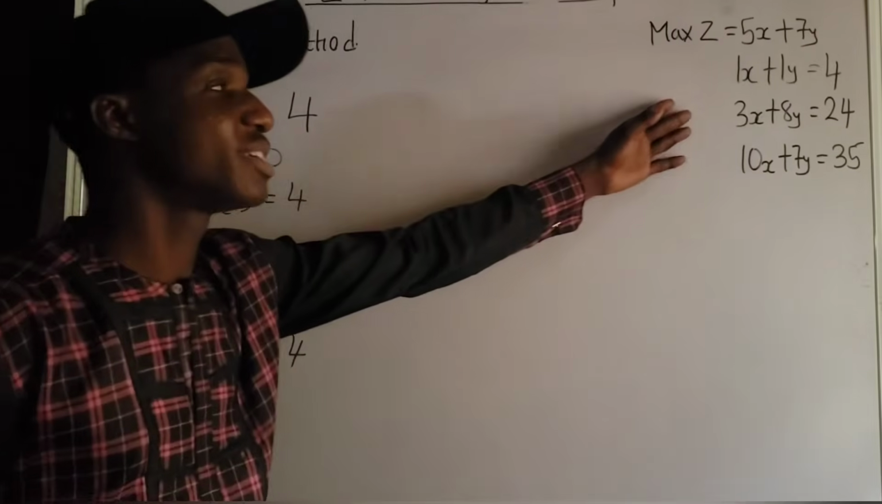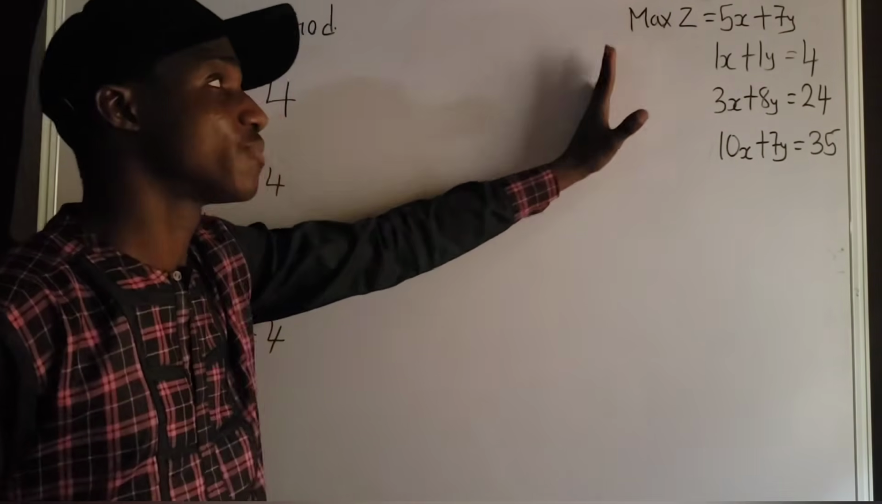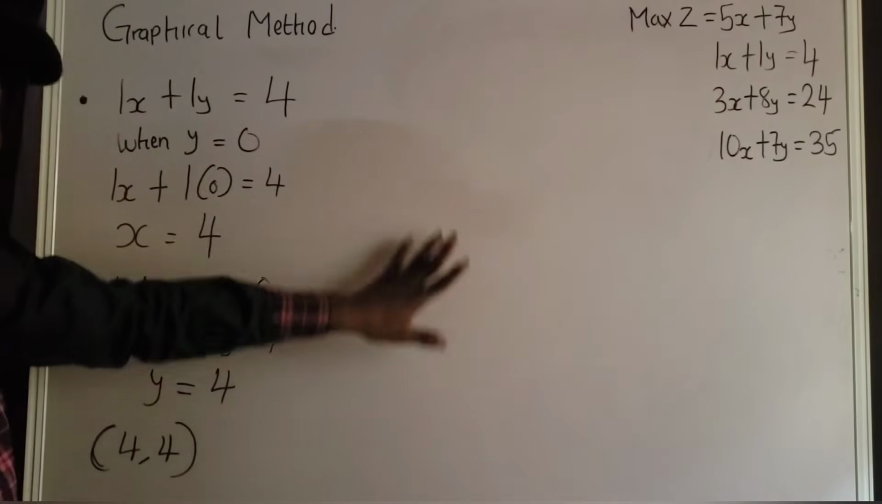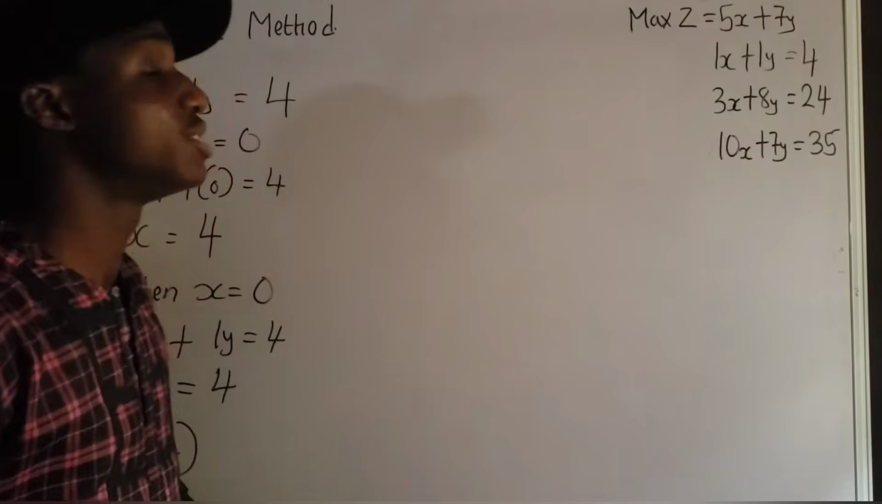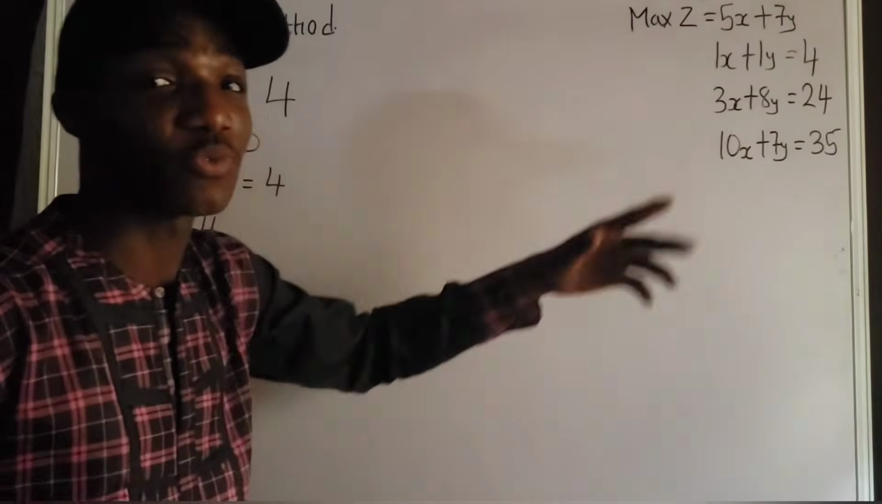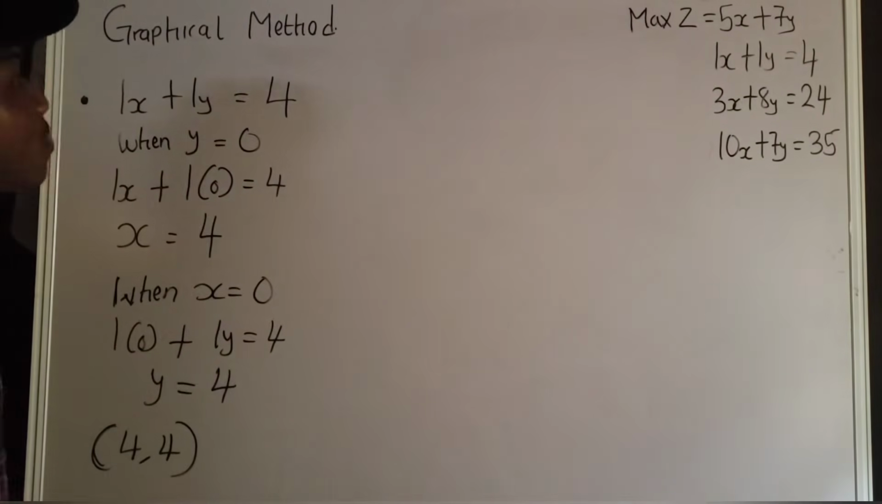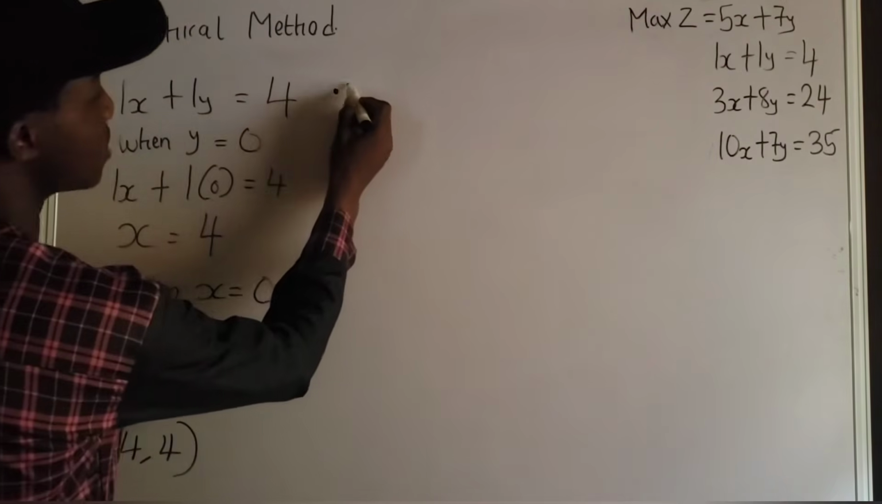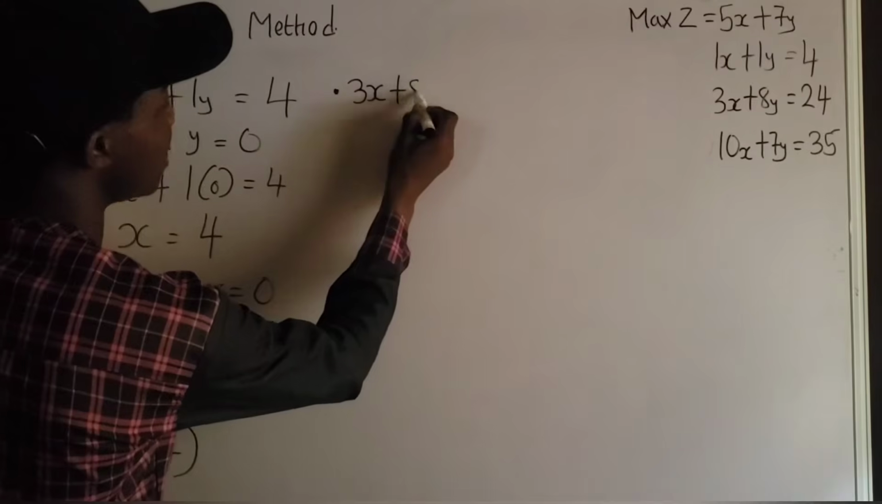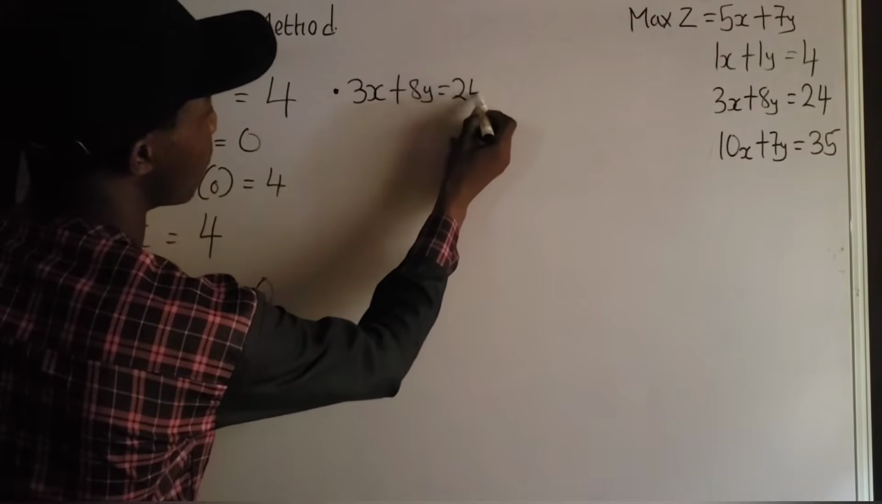Okay, I just rewrite the constraint and the objective function to this side so that I can make use of this space. You get it? So I've not done anything. Now let us proceed to find the zeros of constraint 2, which is for machine B. Now we are still going to use the same approach. The second constraint is what? 3x plus 8y is equals to 24.